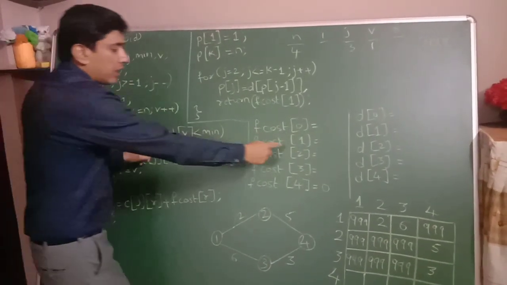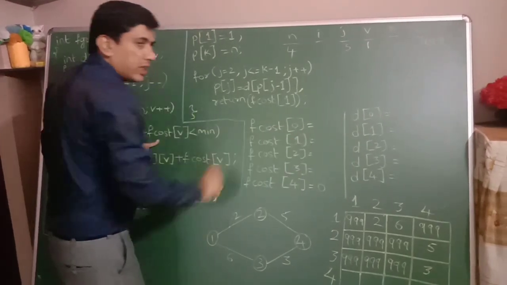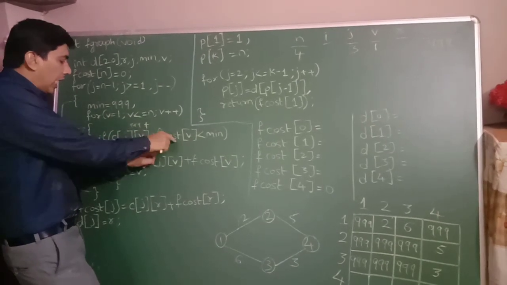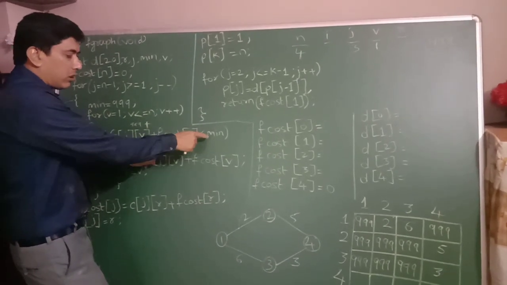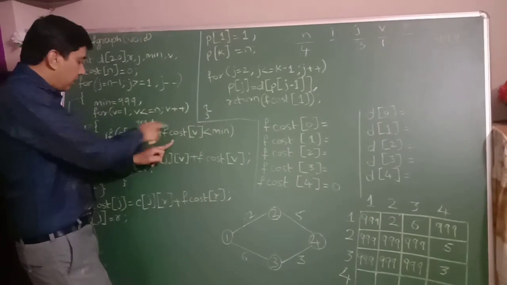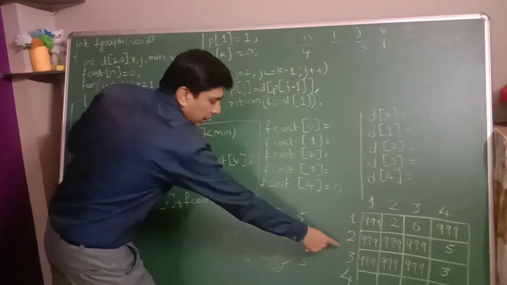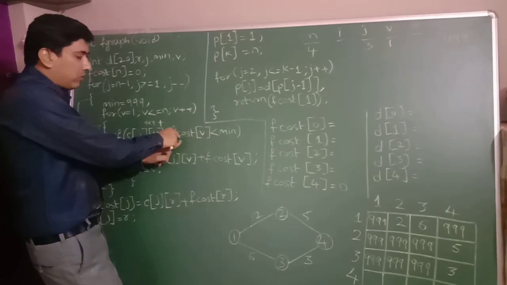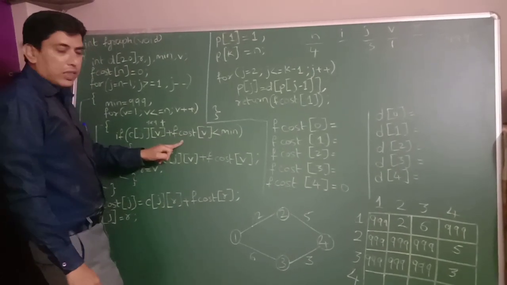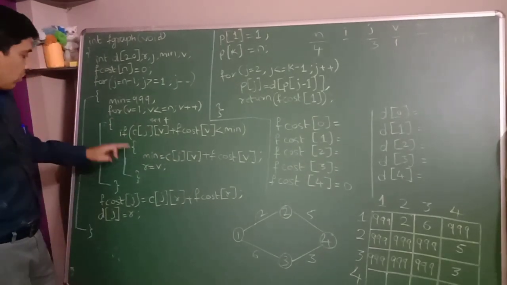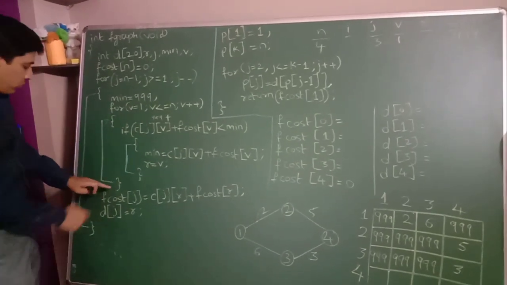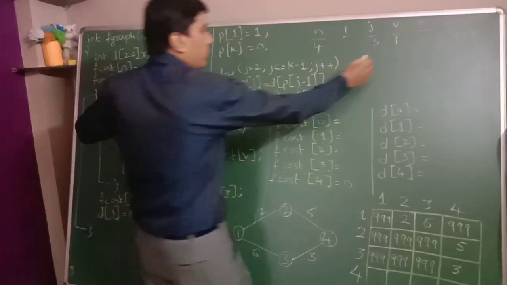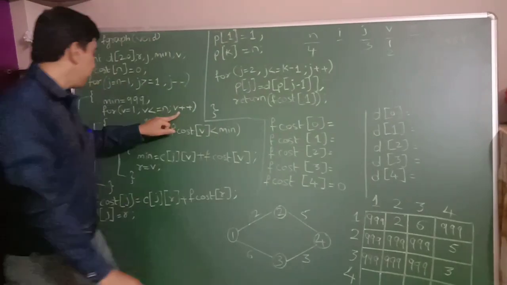But as this array f cost of 1 is not initialized, it will have some garbage value, right? When you add these two values, the value of min is 999, plus the garbage value, will never be less than min, right? As a result, this condition will not be true. Then increment the value of v by 1. Now v will become 2.